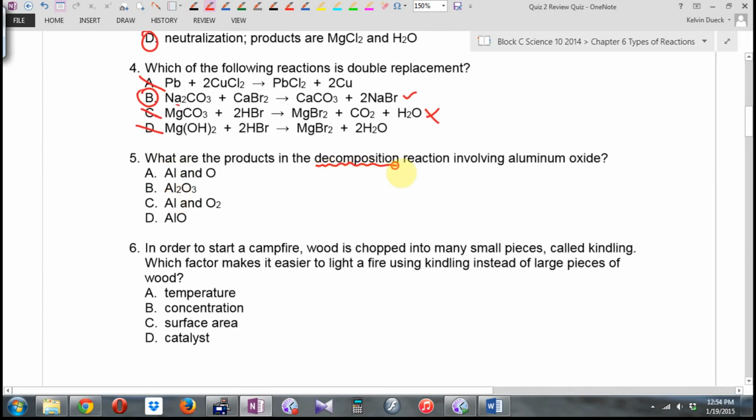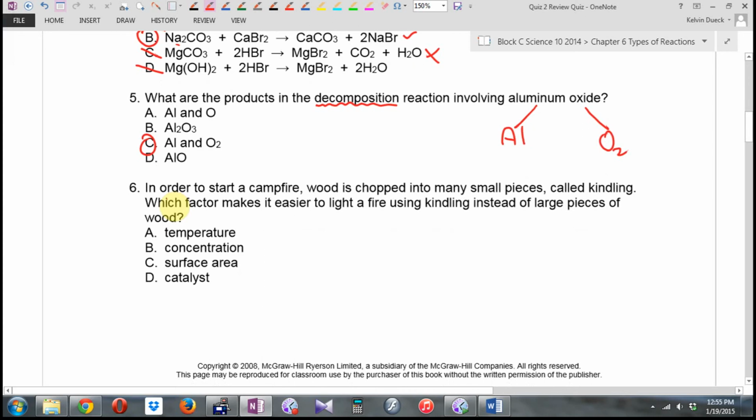Julia, what word did I underline? That means breaking apart. Oh, you know what? It's going to break into aluminum and oxygen, except I've made a mistake because of the Hofbrinkel thing. C. C.